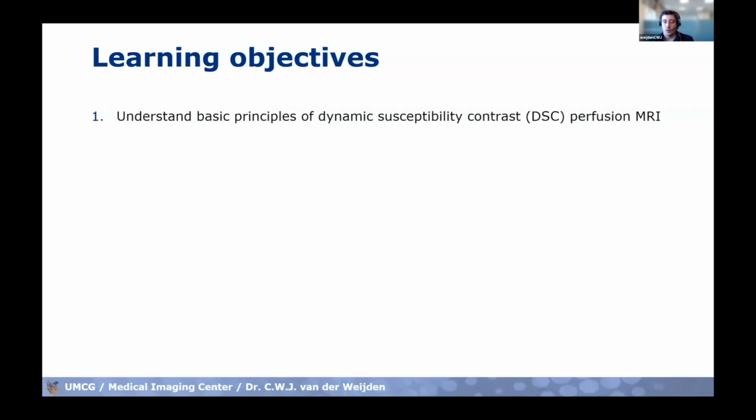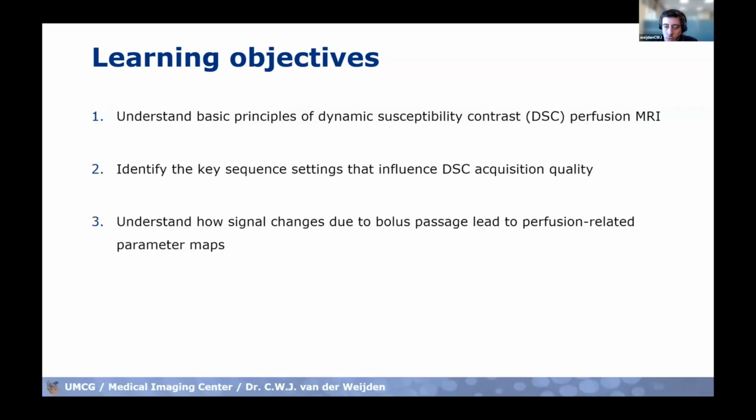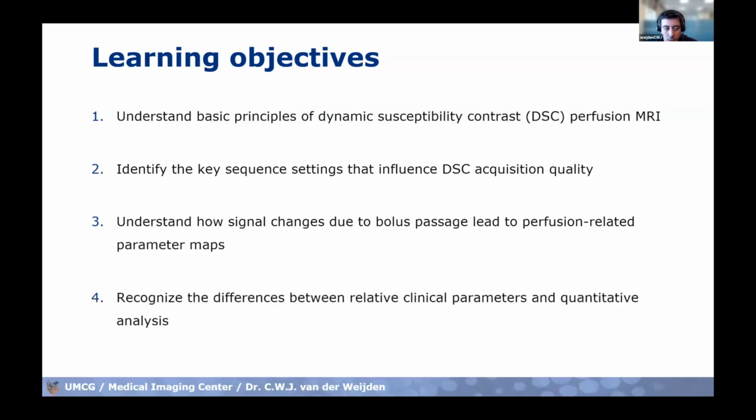The learning objectives of this presentation are first acquiring a basic understanding of the DSC perfusion MRI, identification of key sequence settings that influence DSC acquisition quality, understanding how signal changes due to contrast bolus passage lead to parameter maps, and recognizing the differences between relative clinical parameters and quantitative analysis.